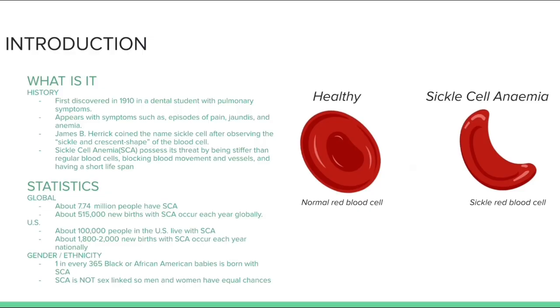Sickle cell anemia, also known as SCA, poses its threat by being stiffer than a regular blood cell. This blocks blood movement in vessels and has a shorter lifespan than a regular blood cell.